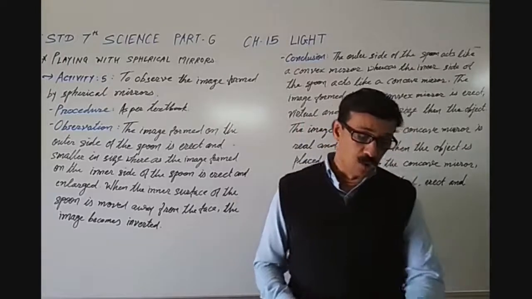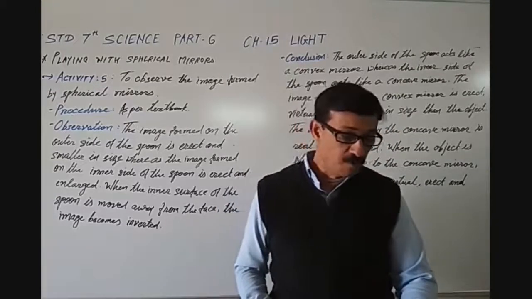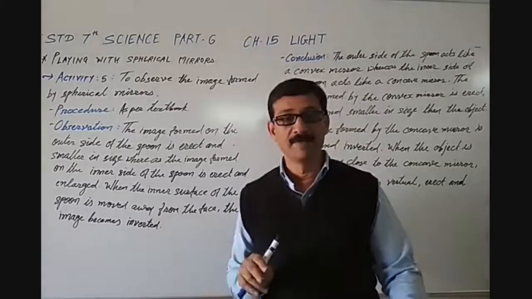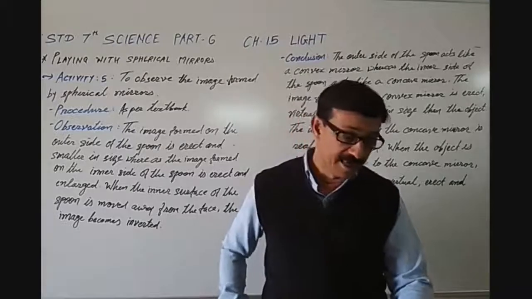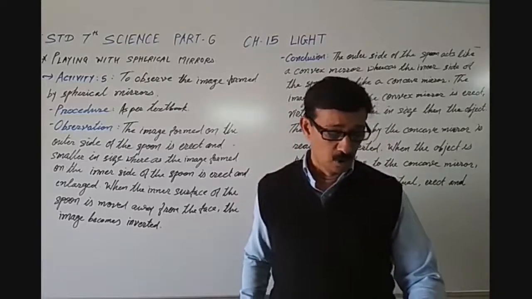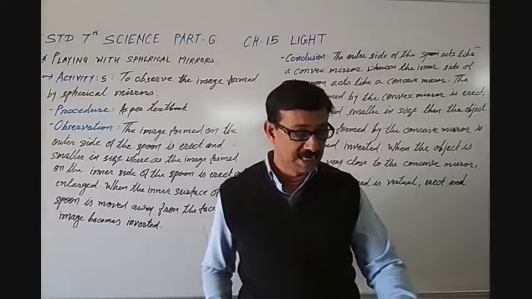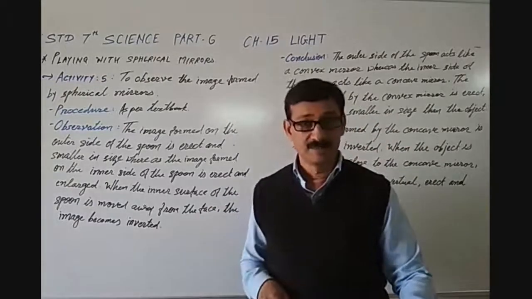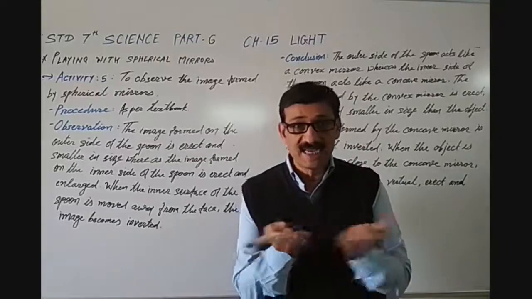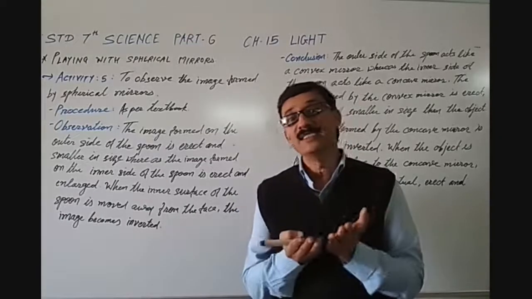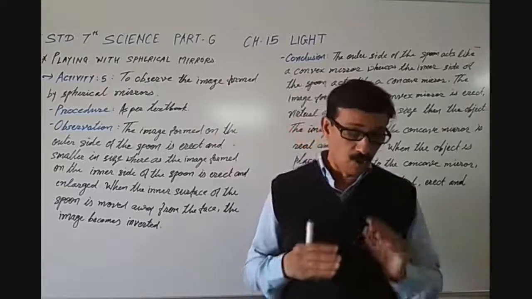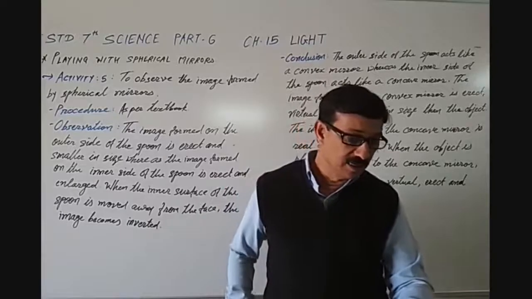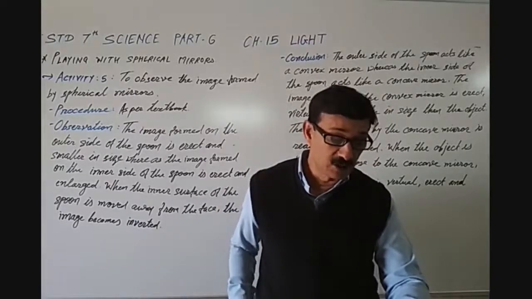Paheli and Bujo were waiting for their dinner. They were on the dinner table, and they were waiting for their dinner. Bujo lifted a stainless steel plate and saw his image in it. Now you know the stainless steel plate is a plane surface. So what did Bujo do? Bujo lifted a stainless steel plate and saw his image in it.